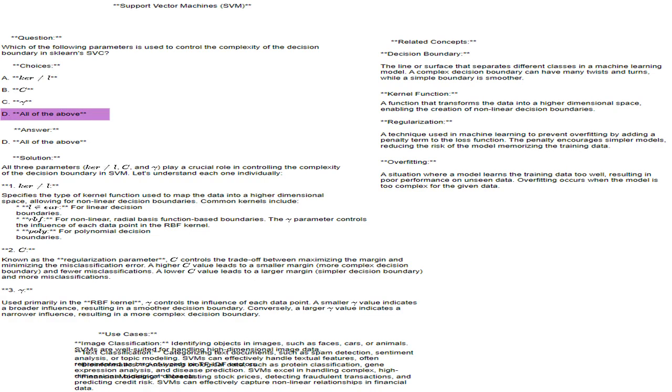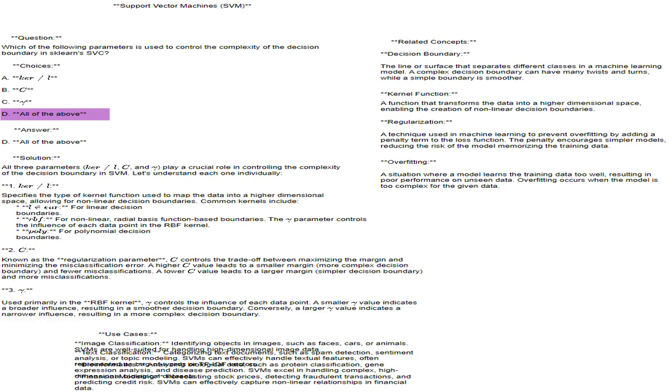Regularization is a technique used in machine learning to prevent overfitting by adding a penalty term to the loss function. This penalty encourages simpler models, reducing the risk of the model memorizing the training data. Regularization helps to improve the model's generalization performance on unseen data.